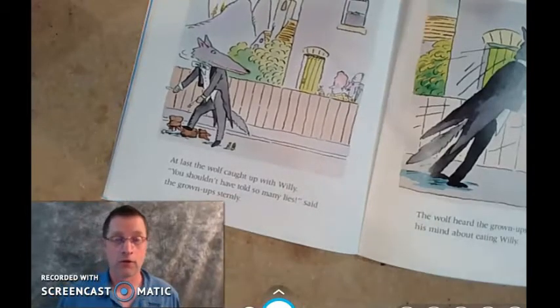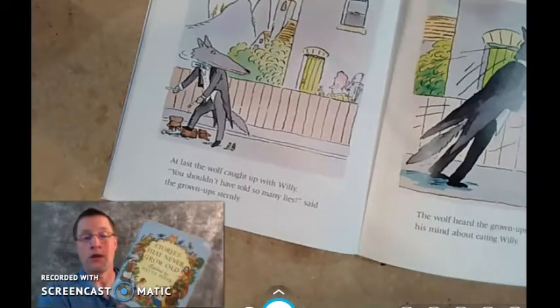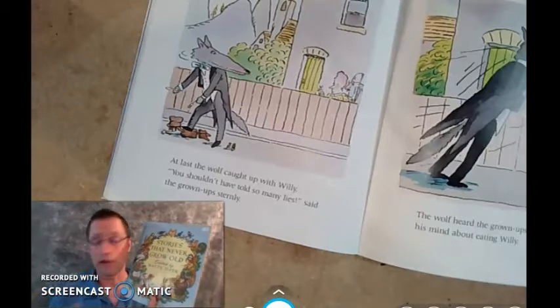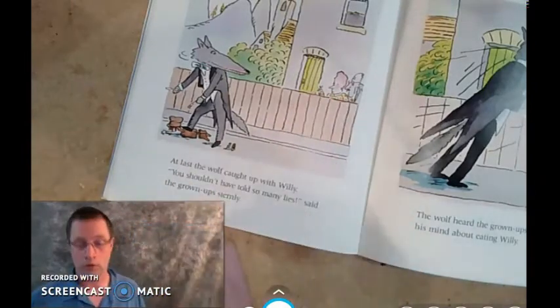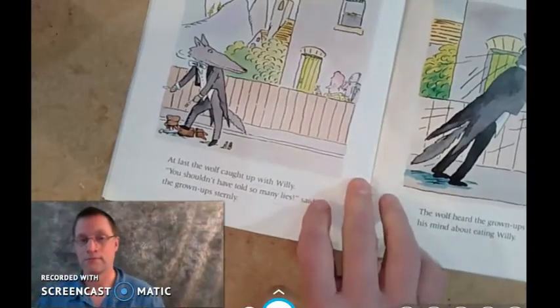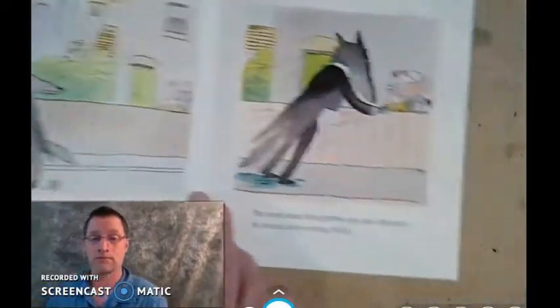Oh, here's another similarity. In this story, he gets scolded, and right here, he's being scolded by those adults. Wonder what's going to happen.